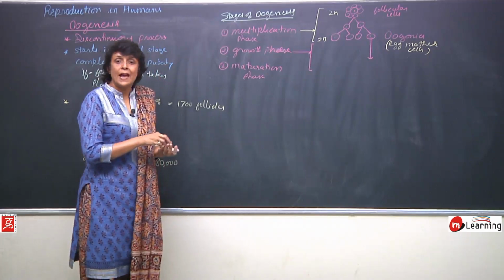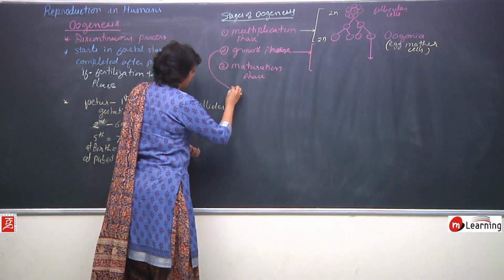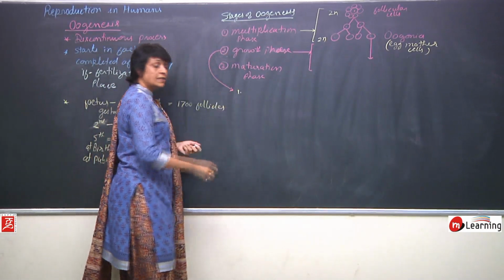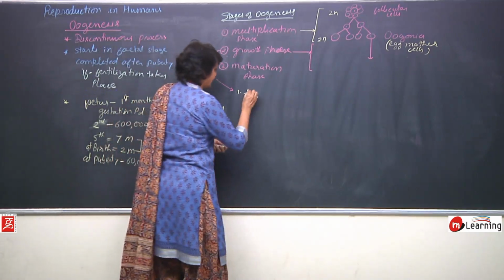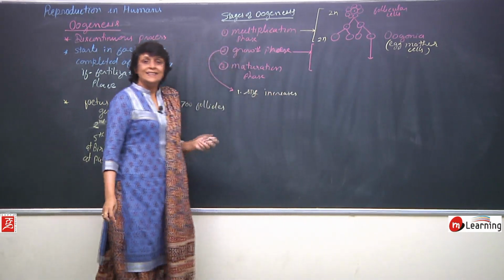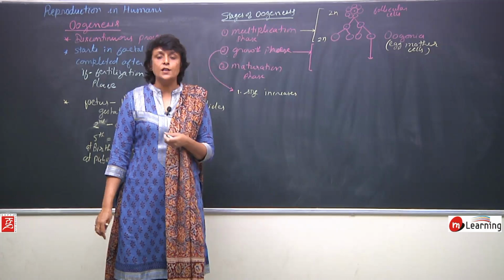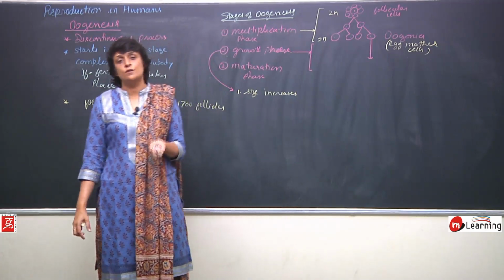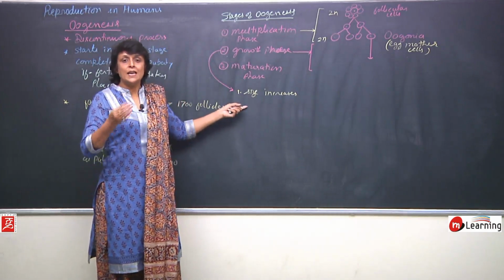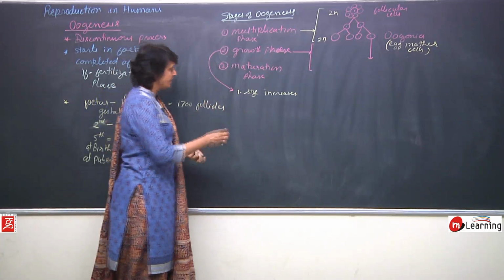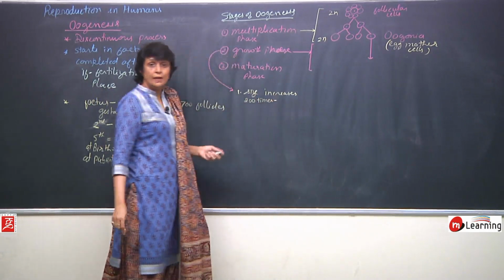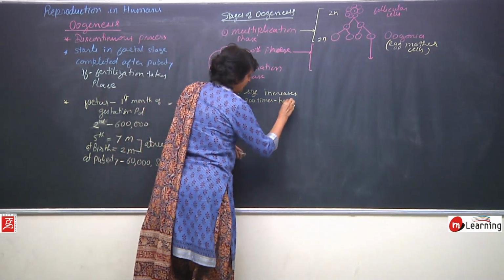Let us write down what happens in growth phase, because that is very, very important. In growth phase, the size increases. This increase in size is directly dependent on how much yolk is formed or synthesized. Just to have some idea about how many times this size would increase, it is 200 times in human beings, in human females.